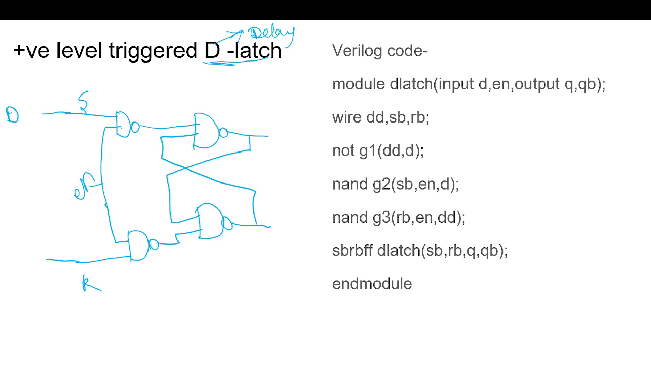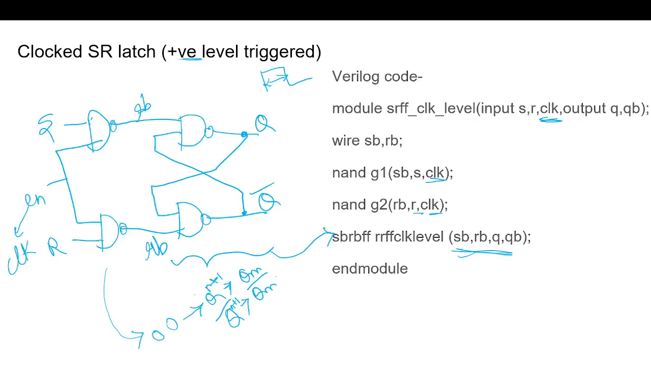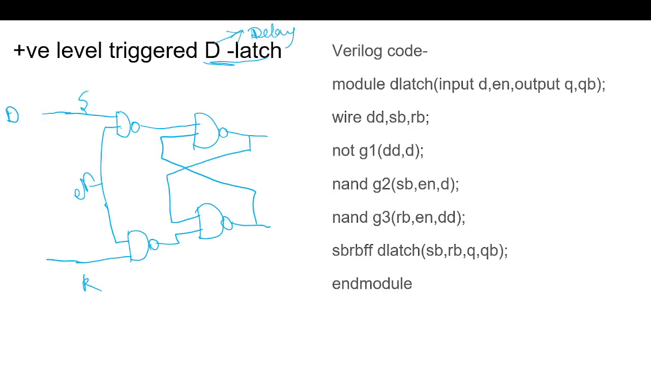If I give S and R as D, if it is 0 0, I will retain the previous state. But if S and R are 1 1, I will reach the not allowed state. So I cannot tie them. Here I will apply the D directly, and I will take the complement and apply it to this.